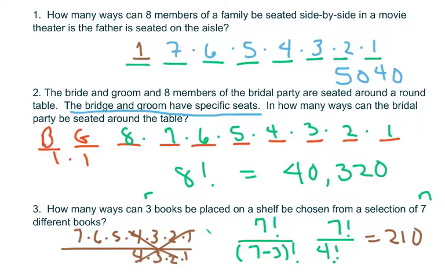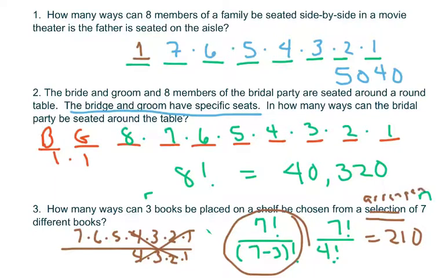Now, if you wanted to, you wouldn't have to use the formula. You could have just said, well, I have 7 books, and it does use the word selection. I prefer the word arrangement.